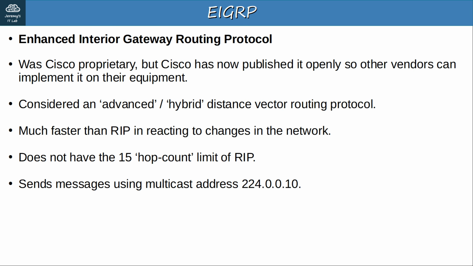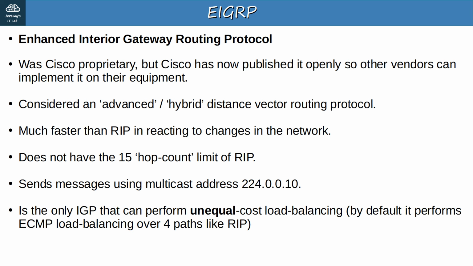Finally, one unique feature of EIGRP. EIGRP is the only IGP that can perform unequal cost load balancing. By default, it performs ECMP load balancing over 4 paths like RIP, but you can configure it to load balance over multiple paths that don't have equal cost. EIGRP will even load balance them in proportion to their bandwidth. So more traffic will be sent over paths with a lower metric, since they are faster, and less traffic will be sent over paths with a higher metric, since they are the slower paths.